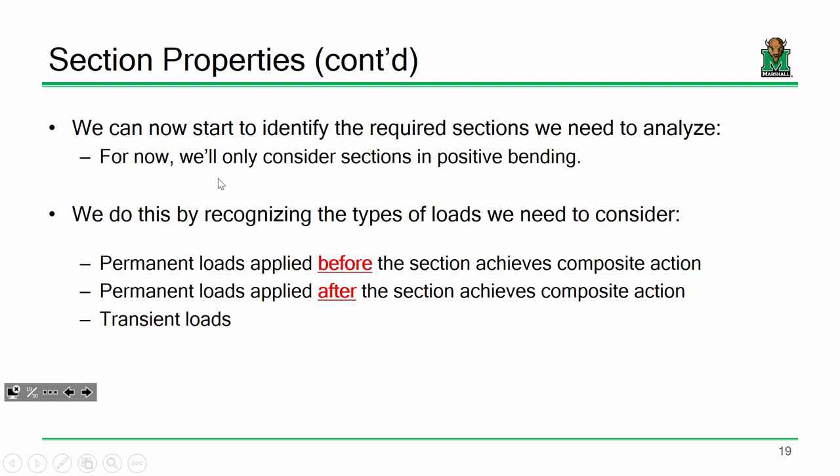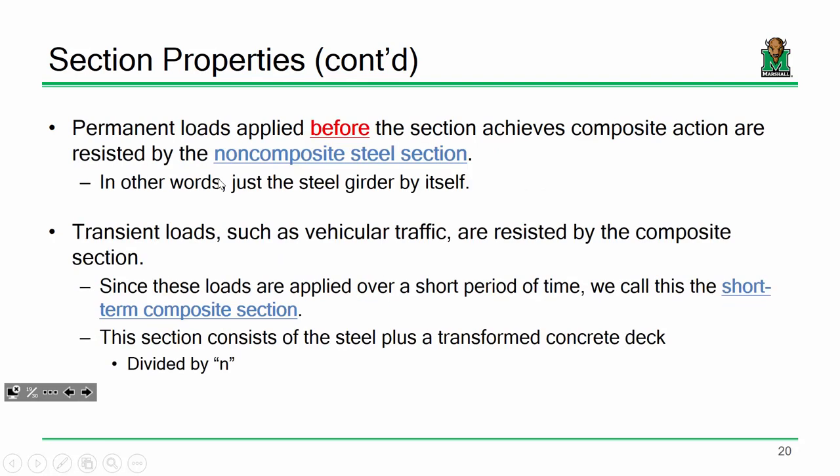We consider permanent loads and transient loads, but I'm splitting up the permanent loads a little bit. I'm saying permanent loads that are applied before the section achieves composite action, or before the deck cures, and then permanent loads after the deck cures. So what do I mean by after the deck cures? I mean things maybe like concrete jersey barriers or overlays or future wearing surfaces or things like that. There are loads that are applied after the deck is cured, but there's obviously a significant number of loads that are applied before the deck cures. So I'm splitting that up into three categories, and also the transient loads.